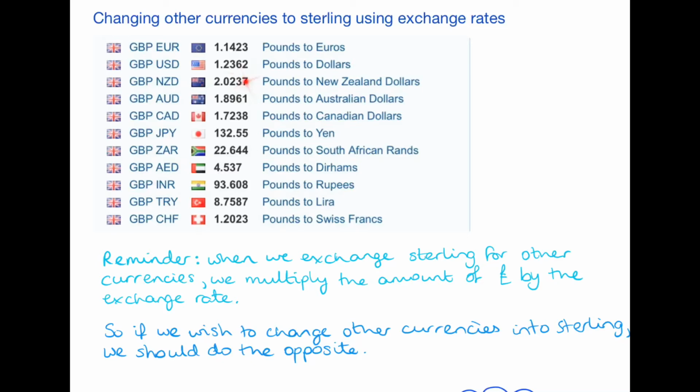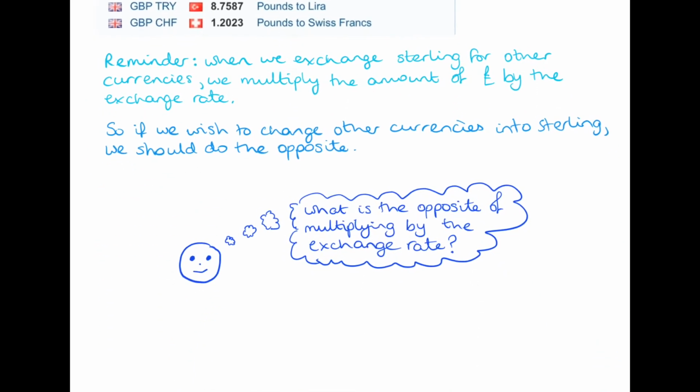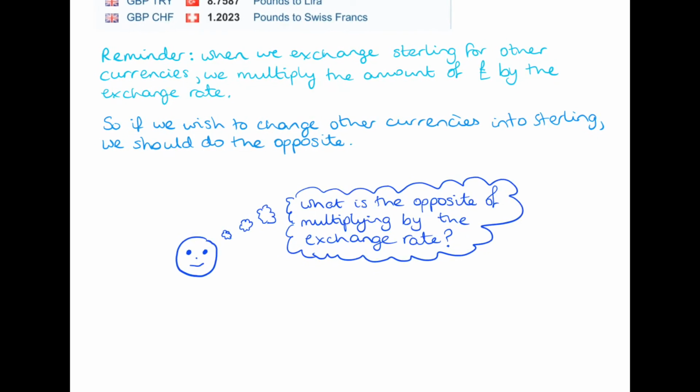Or if you wanted to change £300 into New Zealand dollars, we'd do 300 times 2.0237. Okay, so what I want us to think about is this bit here. So if we wish to change other currencies into sterling, if we want to go the other way, we should do the opposite, shouldn't we? So the question is, what is the opposite of multiplying by the exchange rate?